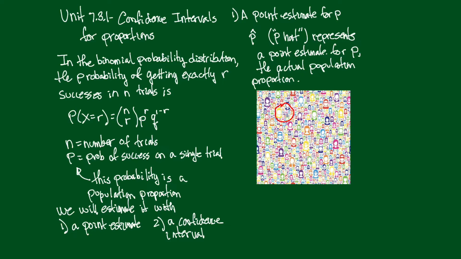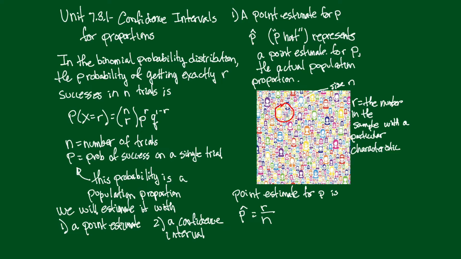And let's suppose that the sample has size N. And then suppose that out of this N number, there are R with a particular characteristic. Then a point estimate for P, the true proportion, is P hat, that's our estimation. It's R over N. So it's the number of items that you observe with a particular characteristic divided by the total number of items that you've sampled.